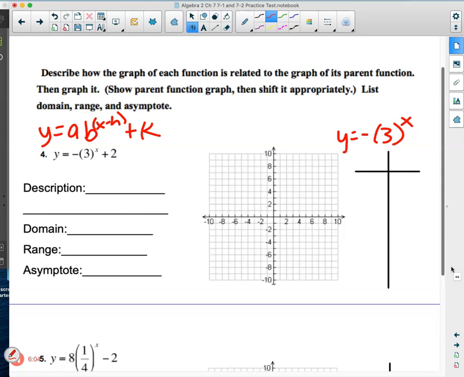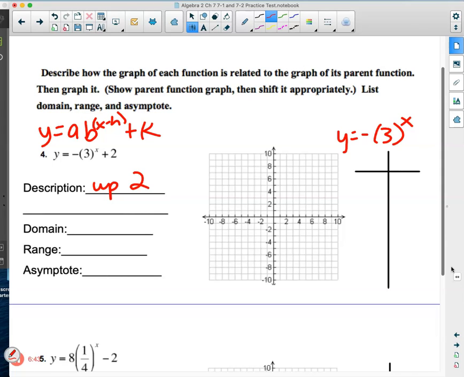So how will we move this graph? Right, left, up, down, and how many? Left 2? Up 2? Everybody's quiet today. Up 2, exactly, you got it, because this is not in parentheses with our power. Just not hearing from enough people today.